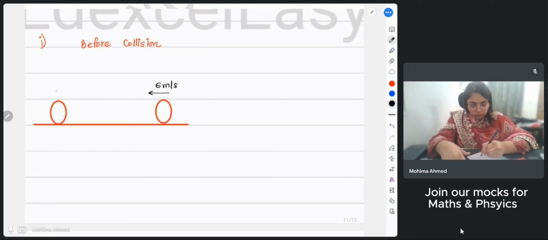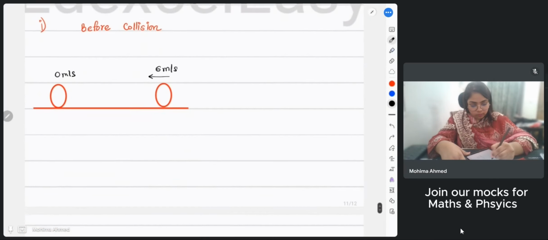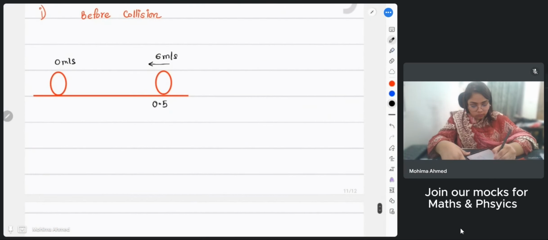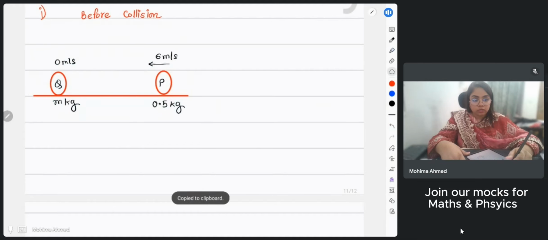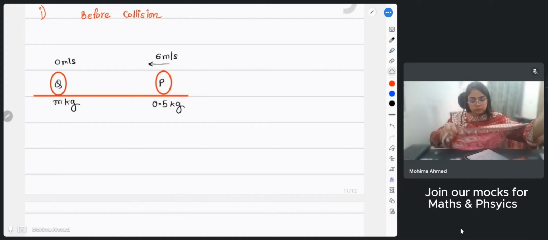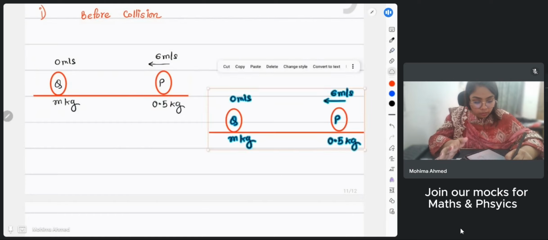This was 0.5 kg, right? This is m kg, this is particle Q, and this is particle P. Okay, this was the scenario before collision, and if I'm going to copy this and take it to the left hand side, again, I'm going to draw a similar diagram for the after collision journey also.